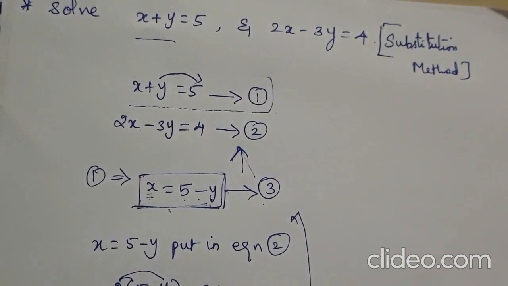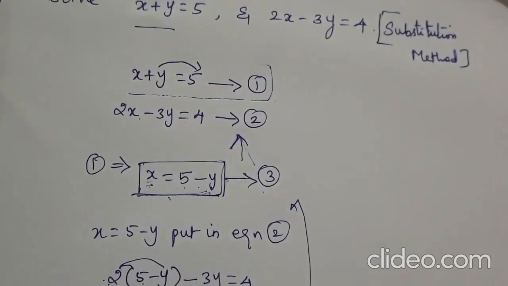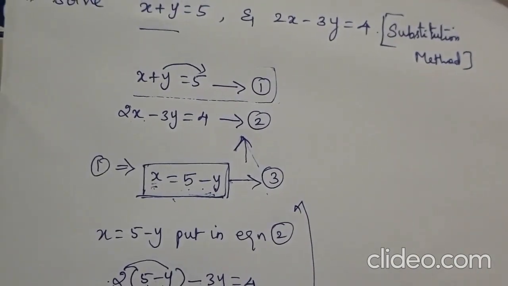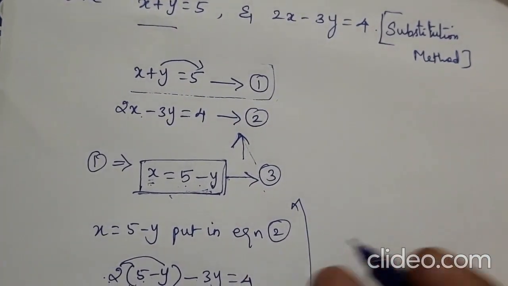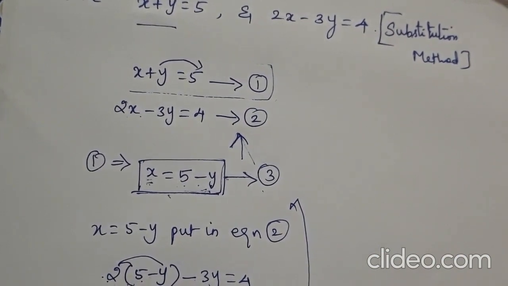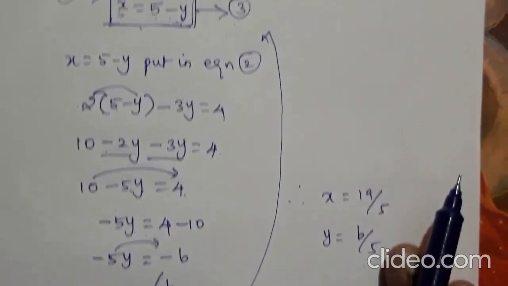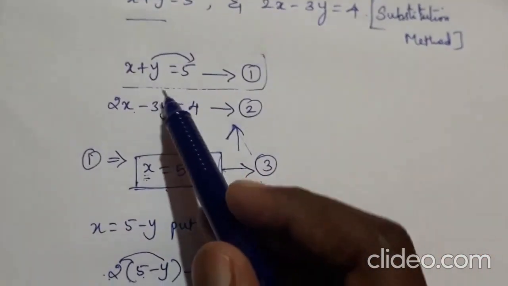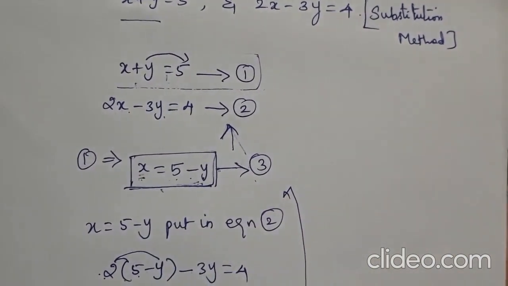Understood? So I will tell you one more thing. I got the values of x and y. I don't know whether it is correct or wrong, so how can I check? If you have that doubt, we can easily check it: substitute this x value and y value in equation 1 or 2. We will get both sides equal.